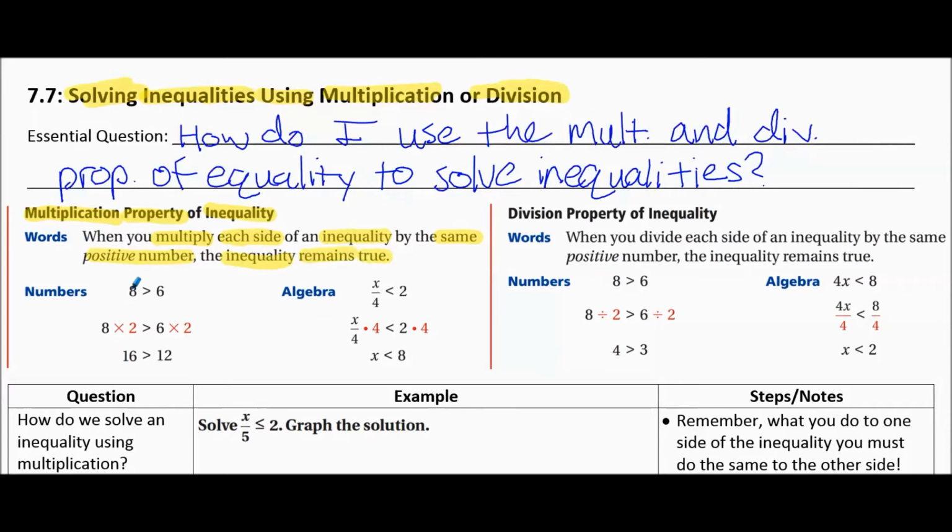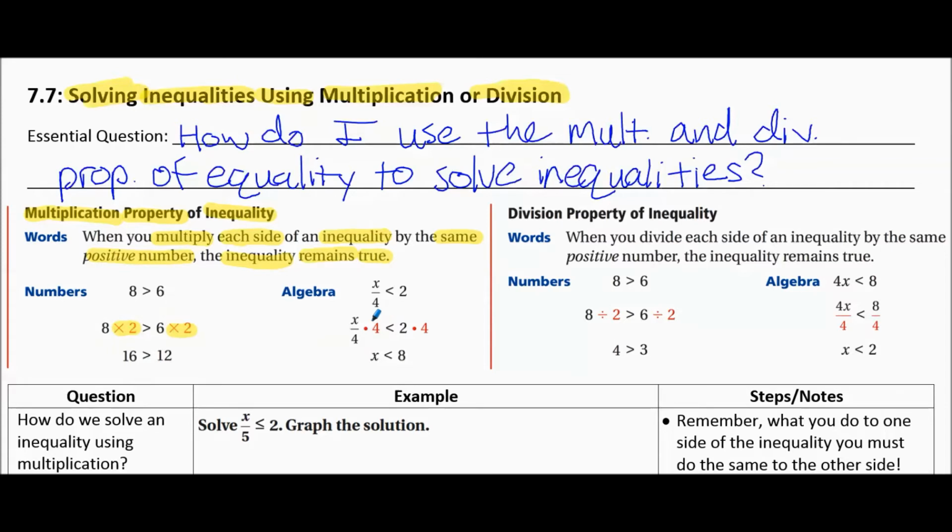Okay, 8 greater than 6. Is 8 greater than 6? Yes. What happens if I decide to multiply each side of the inequality by the same positive number? Like, how about I multiply both sides by 2? Do you think that this inequality will stay greater than? Well, 8 times 2 is 16. 6 times 2 is 12. Is 16 greater than 12? Oh, yeah. So yes, I'm able to multiply both sides by 2 because then the quantity on this side will still be greater than the quantity on this side.